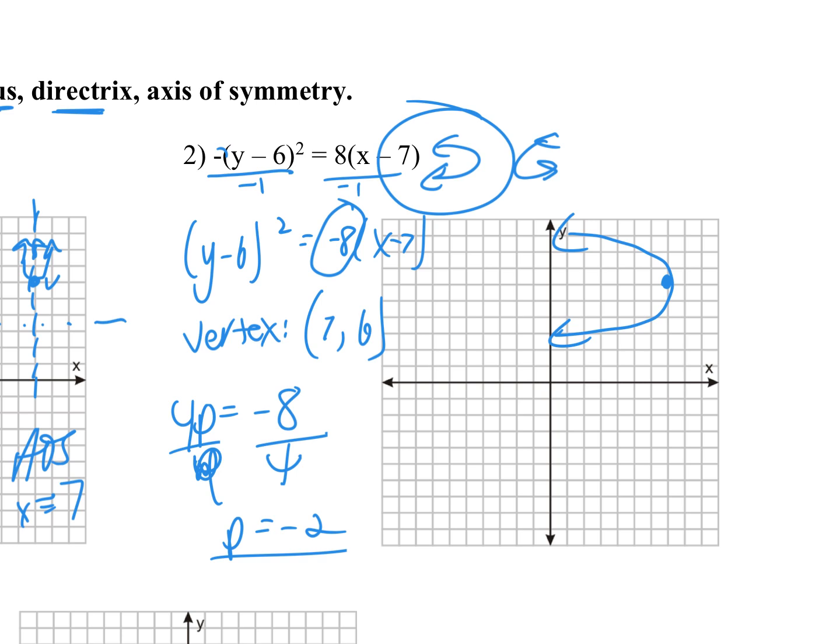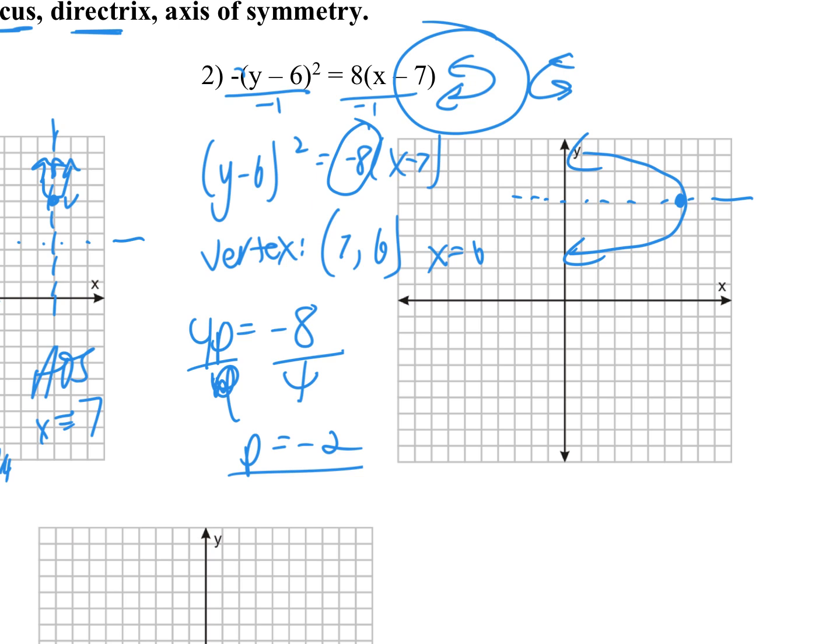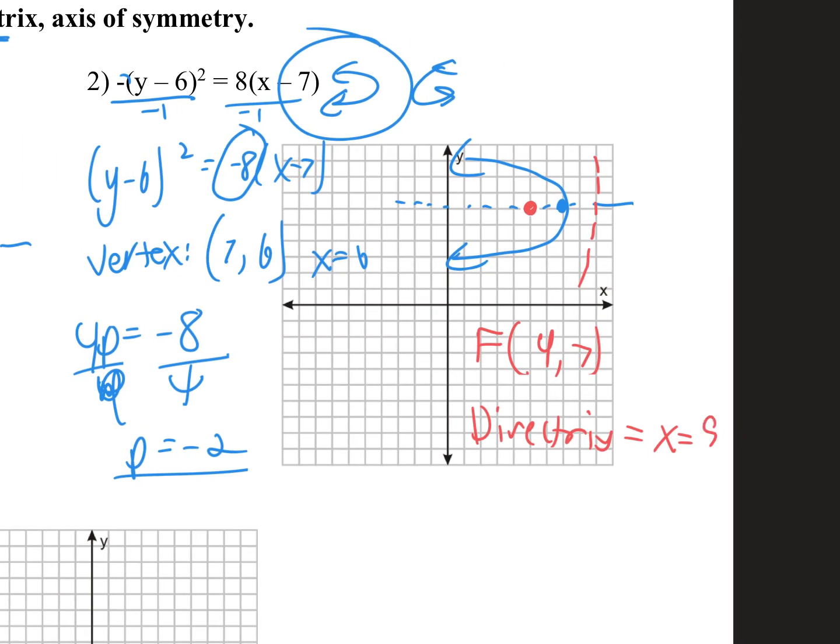The axis of symmetry, this line that's going to cut my parabola in half, is going to be at y equals 6. So if my p-value is negative 2, that means my focus is going to move to here, and my directrix is going to move the other way, so it's going to be this line here. So my focus is going to be at 5, 6, and my directrix is going to be at the line x equals 9.